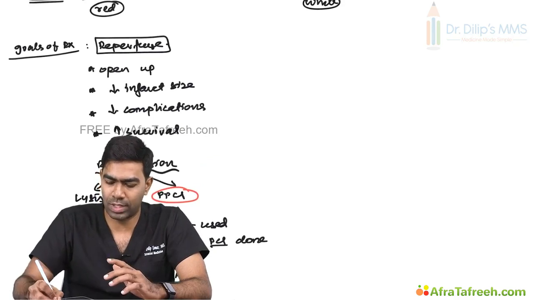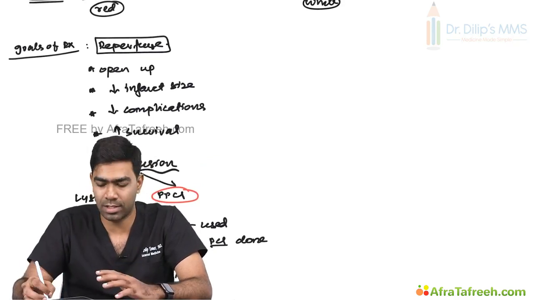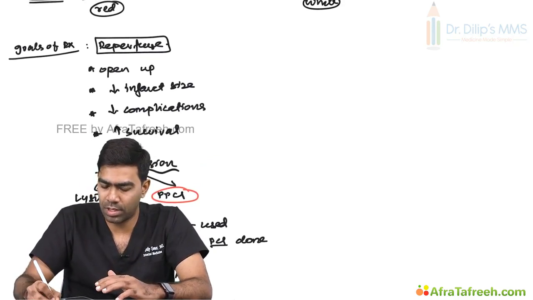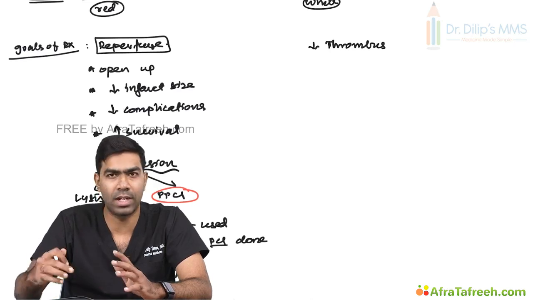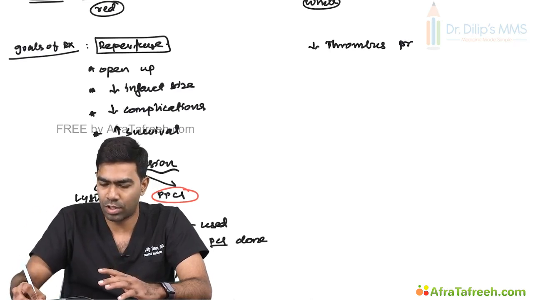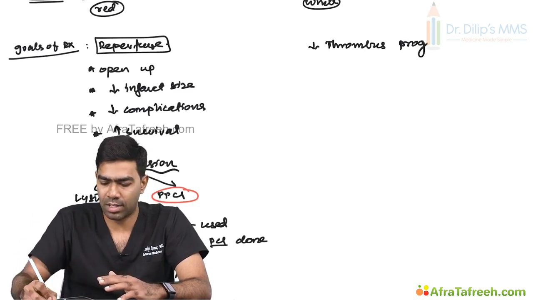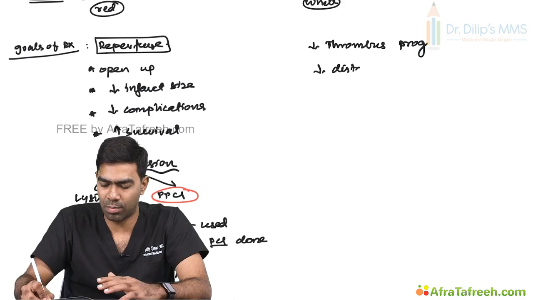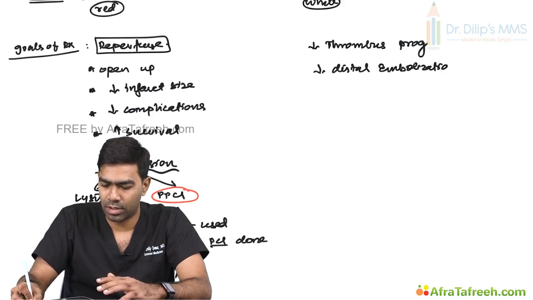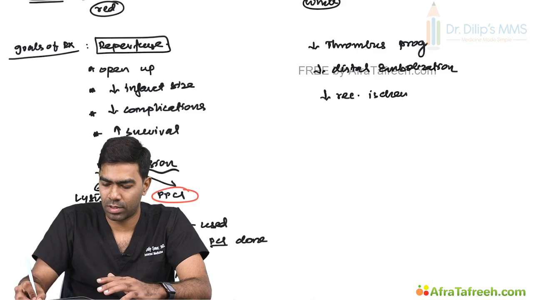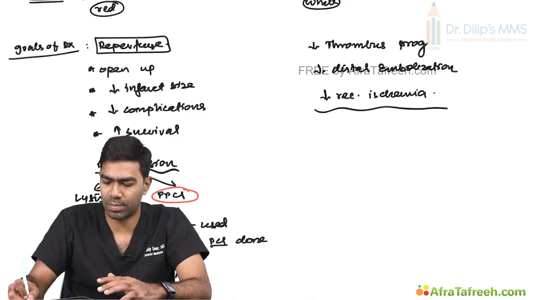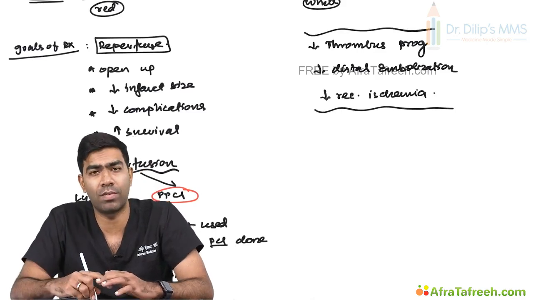And what are the goals of therapy in the setting of NSTACS? Here the goal of therapy is to reduce the thrombus progression, because the thrombus has not completely occluded the vessel. So you have to reduce the thrombus progression here. At the same time, you have to reduce the distal embolization that is happening. And you have to prevent recurrent ischemia, because most of the NSTACS patients will be having multivessel disease.